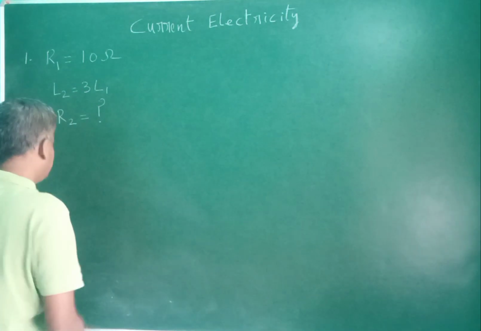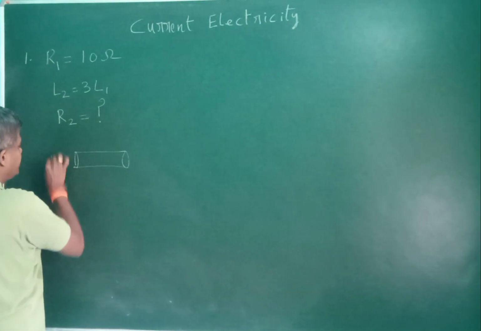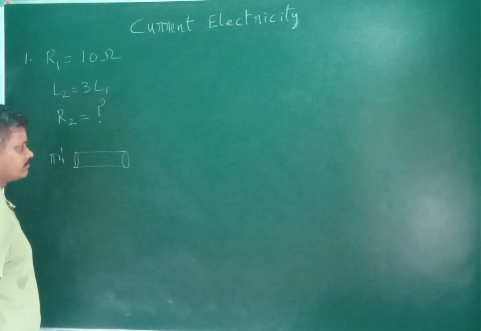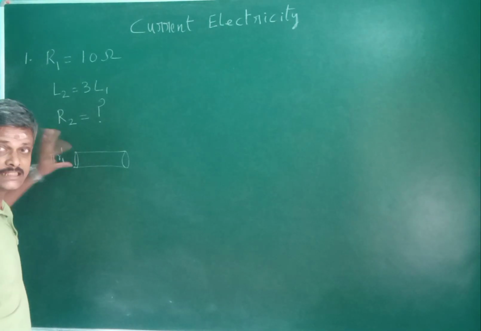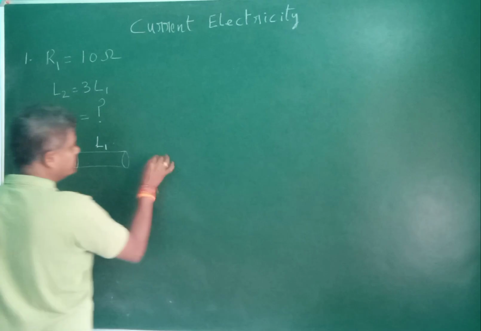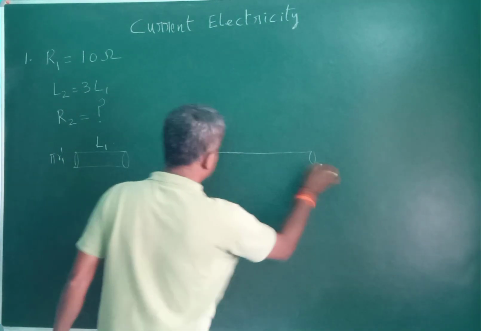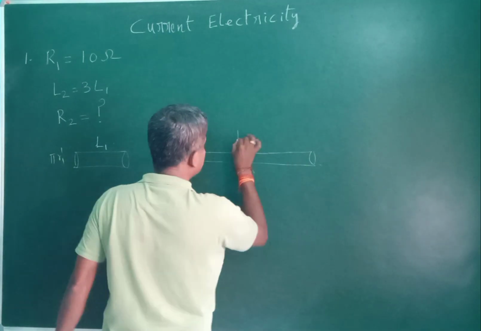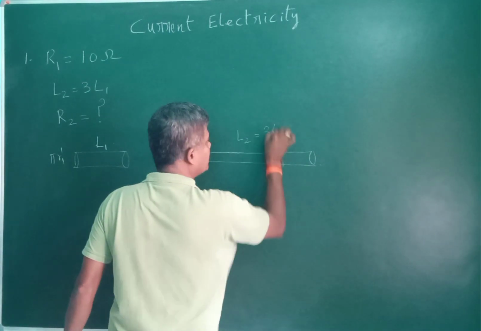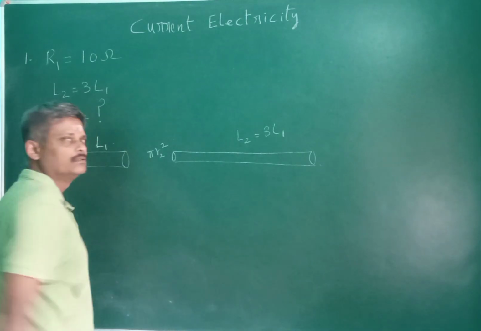If I take this as the wire, let its area of cross section be pi r1 square, where r1 is the radius of the wire, and let its initial length be L1. When it is stretched 3 times its original length, let the new length be L2, that is equal to 3L1. Let its area of cross section be pi r2 square.